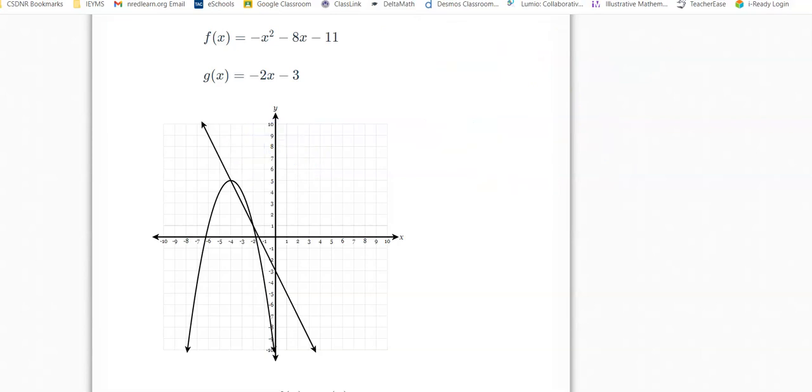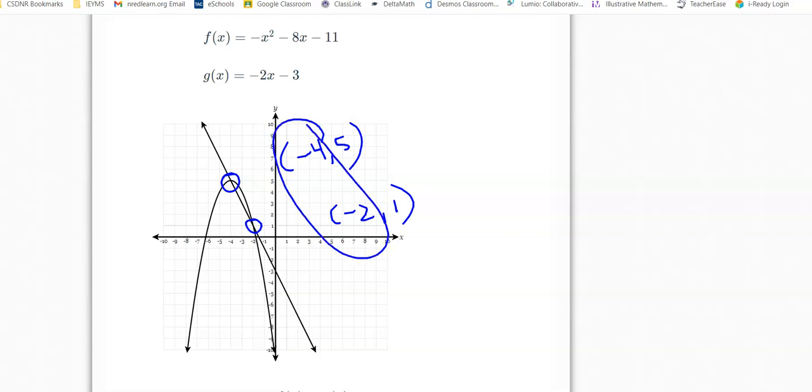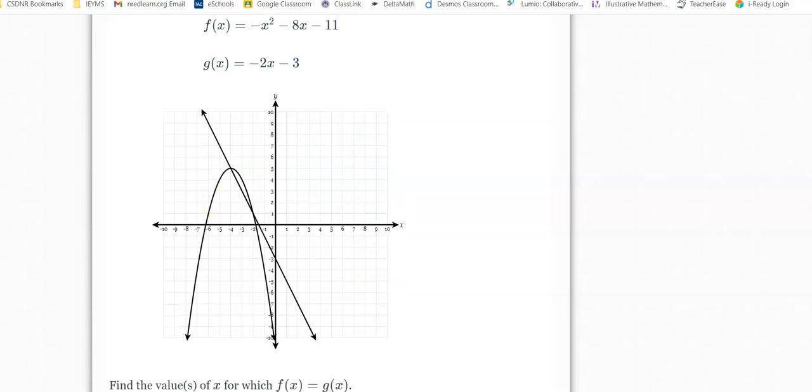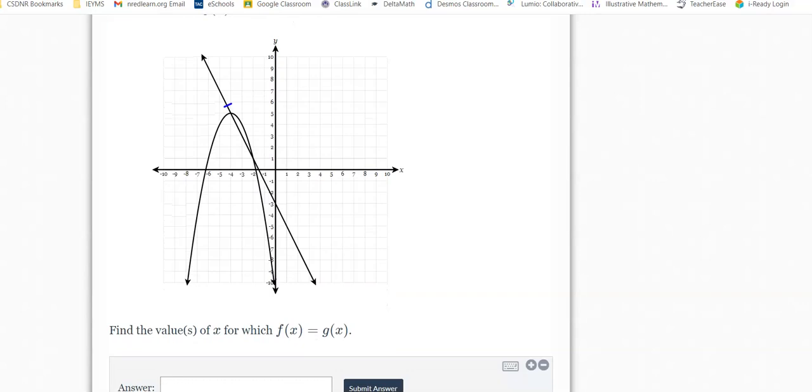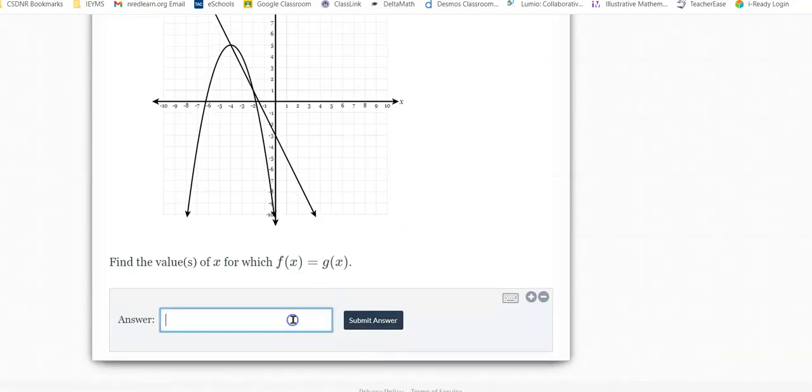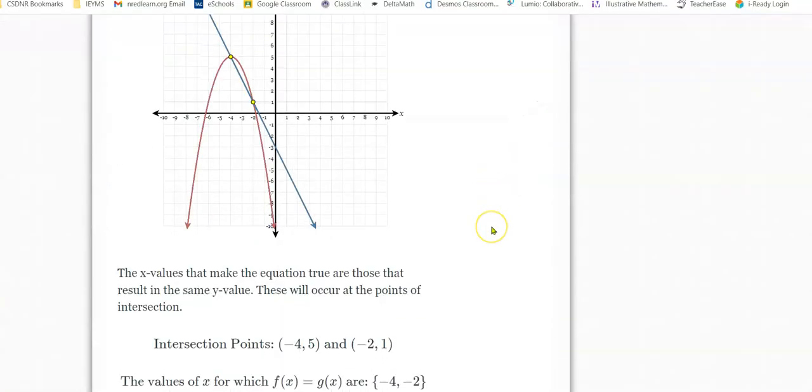And what they're asking me here is, of these 2 points, -4, 5, and this point here, -2, 1, for what x values are the functions true? So we're looking just at these x values. So when x is -4, both functions intersect. And when x is -2, both functions intersect. So all you need to type in your answer box are those two values with a comma in between. So at -4, comma, -2, these two functions are the same.